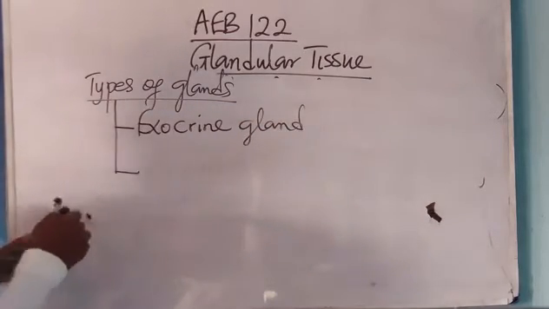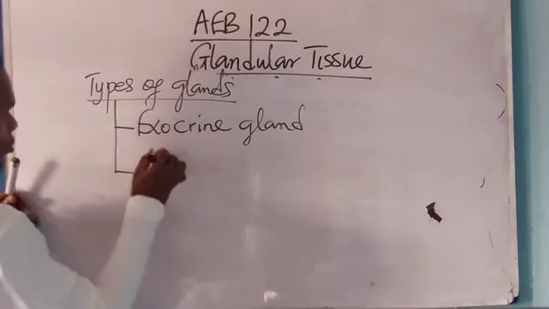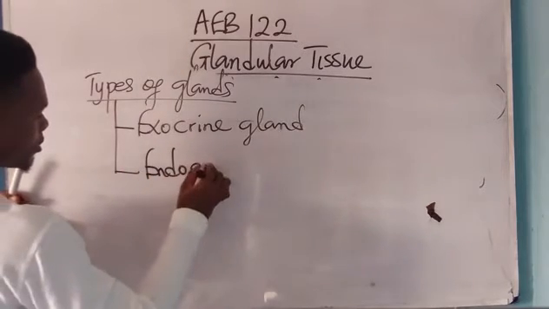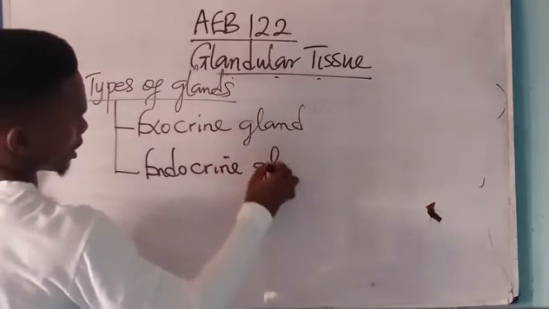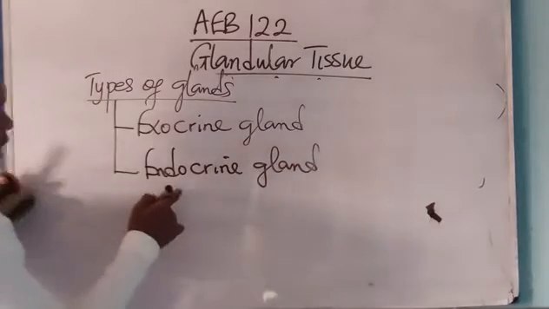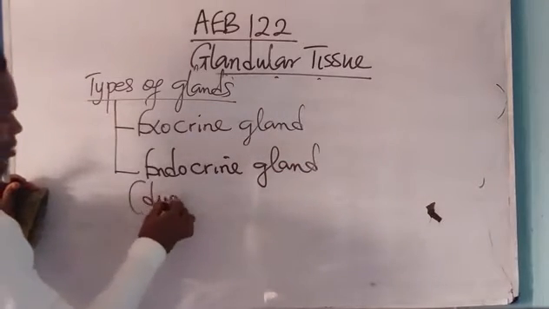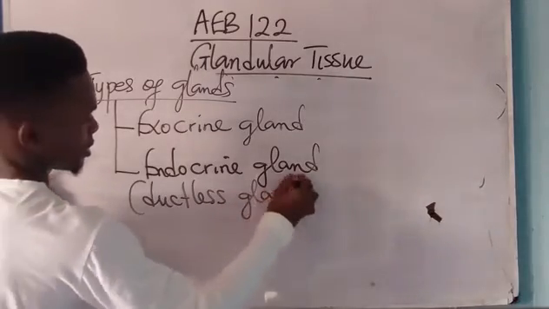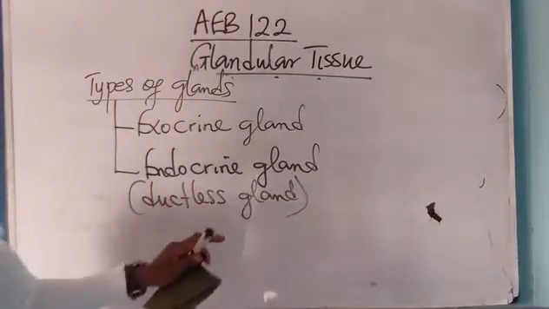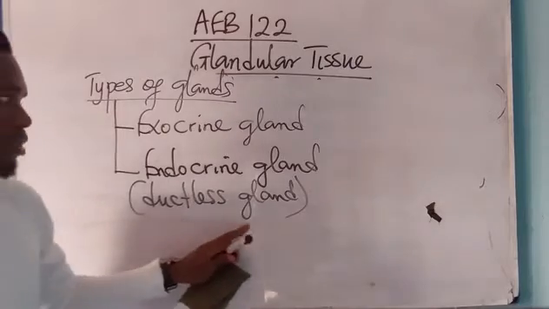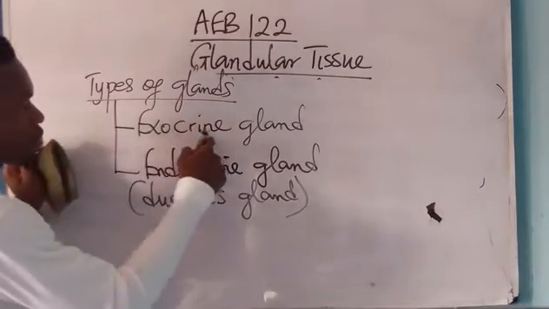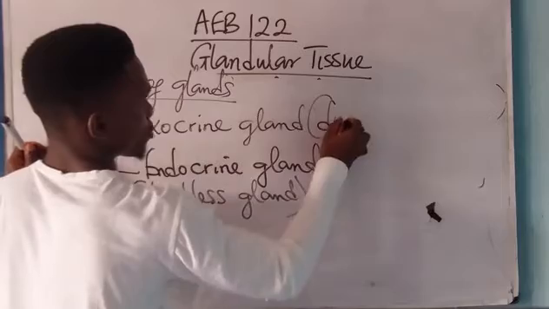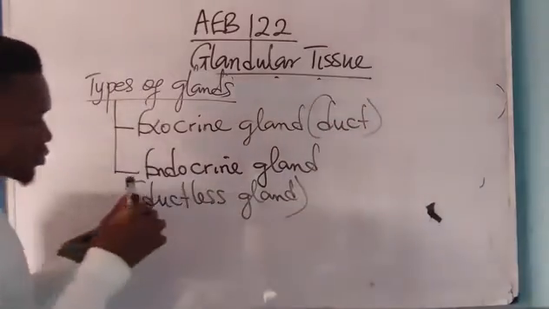We have the exocrine gland, and we have the endocrine gland. Now these endocrine glands are what? Ductless. They are ductless glands. But this exocrine gland has what? Ducts.